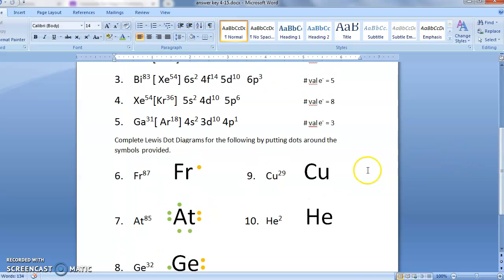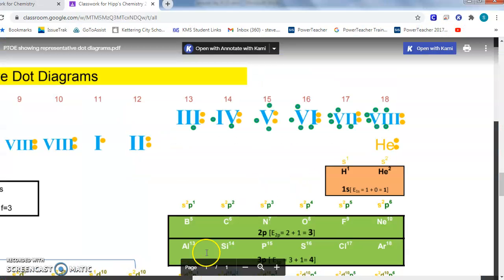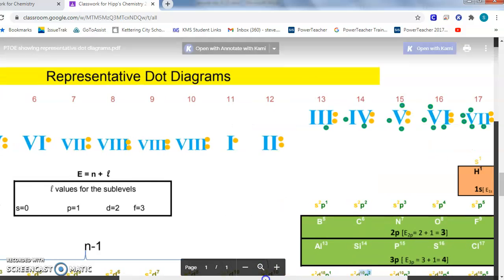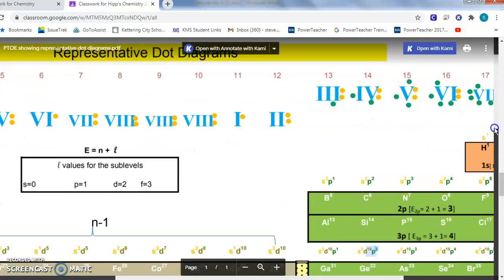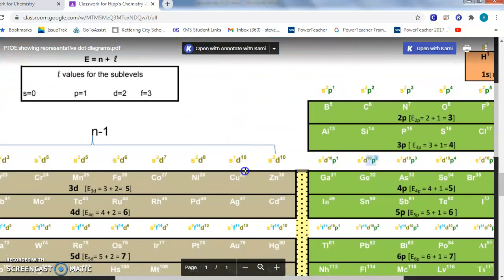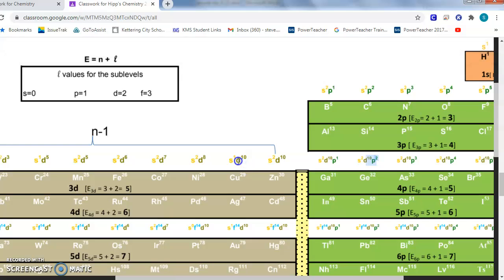Now, this is a transition metal. I'm glad we have copper, a transition metal. Here's copper right here. I believe it's number 29. There's copper. Above it, it has S1D10. There is nothing written in the P's because the P's don't get filled until after the D.